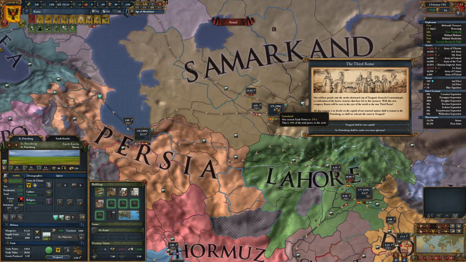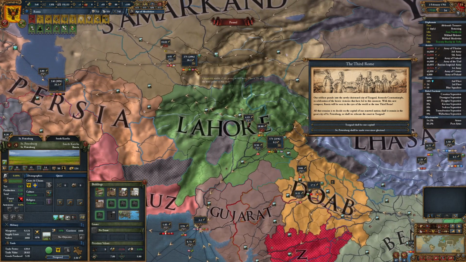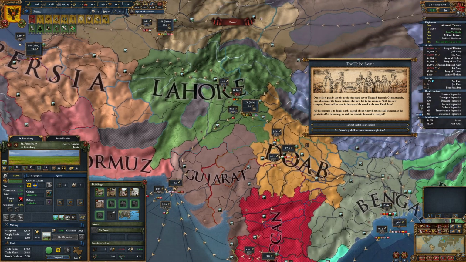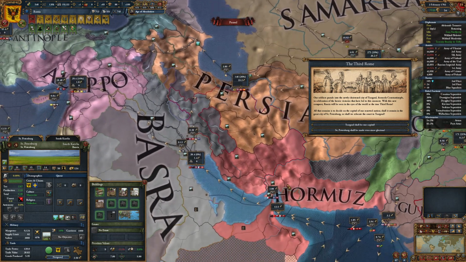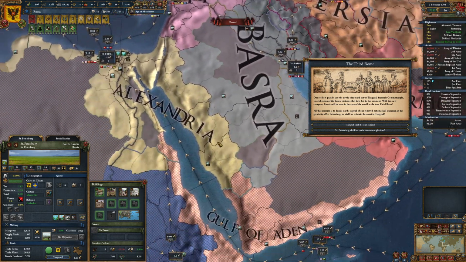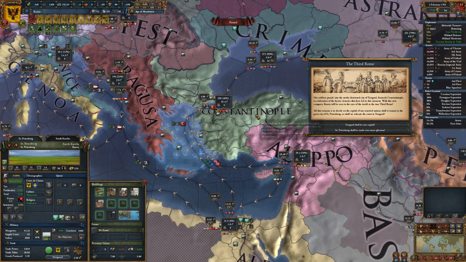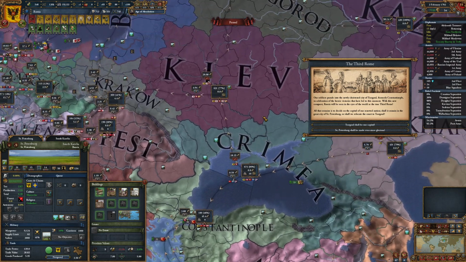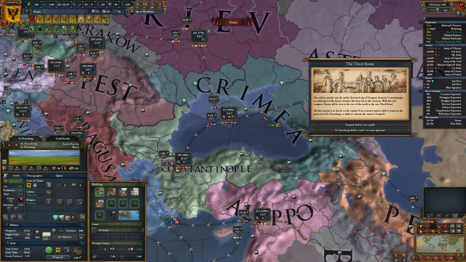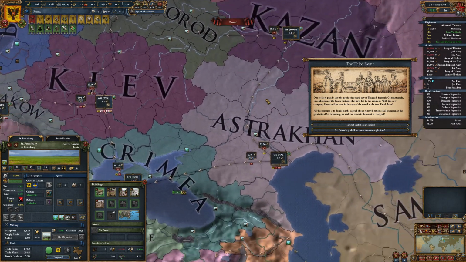I can't push. Samarkand is actually the one I can push to. That goes from like India. Persia I can't. Hormuz I can't. Basra I can't. Alexandria I can't. Aleppo I can't push. Constantinople I can't push. So there's a lot of options I can't push trade from and to Novgorod.